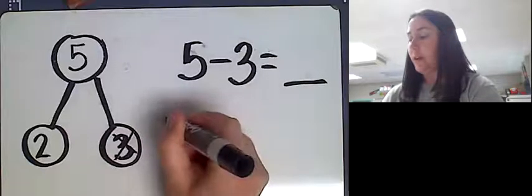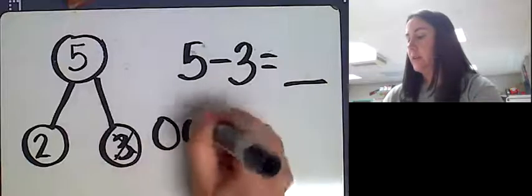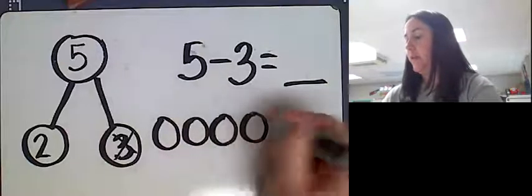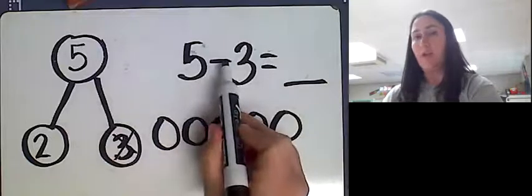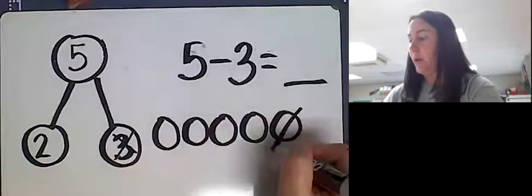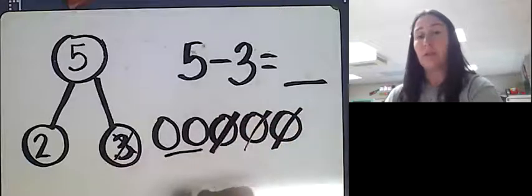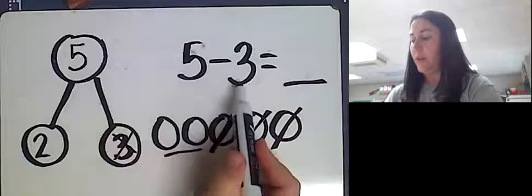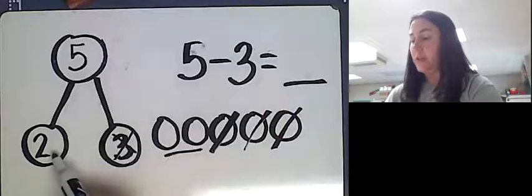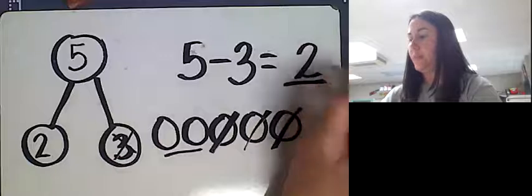You can also draw out 5, draw out the whole, 1, 2, 3, 4, 5. Subtraction, so we're going to cross out 3. 1, 2, 3. And what is left? 2. So 5 is your whole, 3 was one of the parts and 2 is the other part. So 5 minus 3 equals 2.